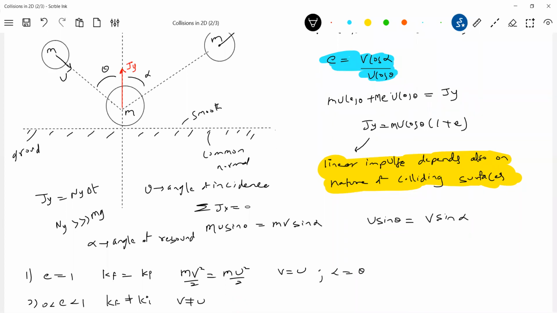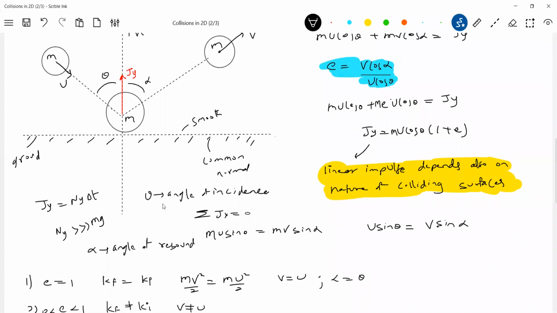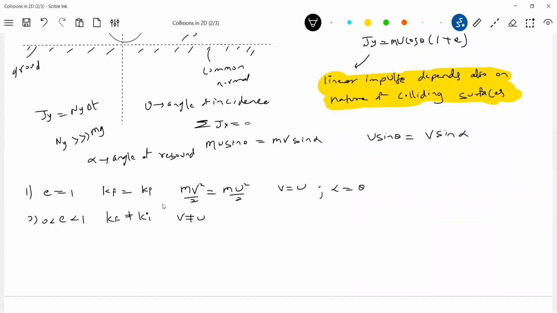Next again, if E equal to 0. Sir, why did you not write alpha is not equal to theta? It depends on the ratio of V by U and theta, no? Okay, sir. Mathematically, I can write any equation, but it is not true in all cases, no?